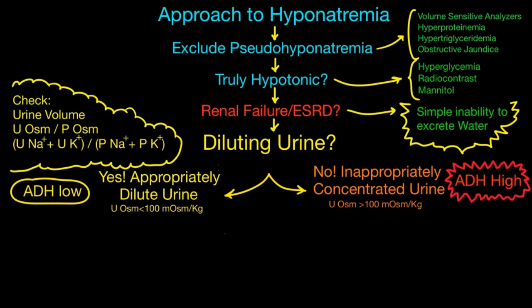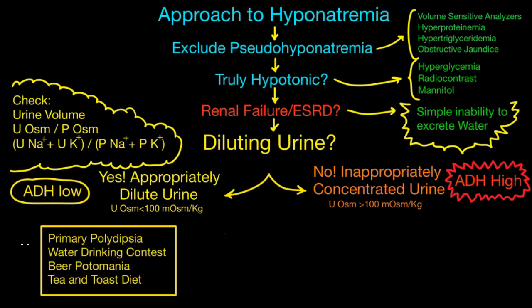So at this point, everything in this category is going to have the same profile of ADH secretion. So ADH is going to be very high when the urine is inappropriately concentrated. It's going to be suppressed and very low when the urine is appropriately dilute.